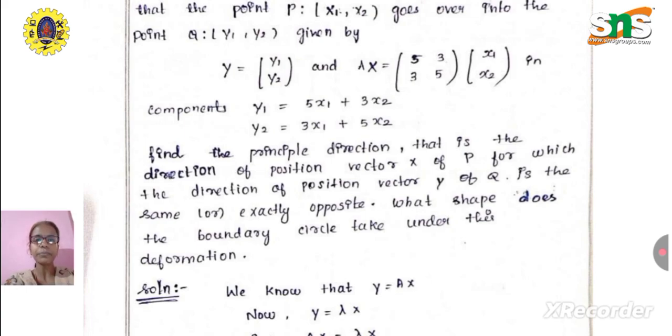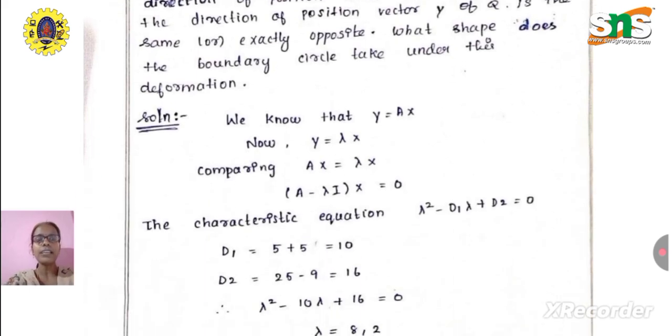So we know that y equal to Ax, which is the equation given in the problem. Now y is nothing but lambda x, so we can equate the right side terms, Ax equal to lambda x. From that we get (A minus lambda I) x equal to 0, which is the eigenvector formula. So the equation for 2 cross 2 is lambda square minus d1 lambda plus d2 equal to 0.